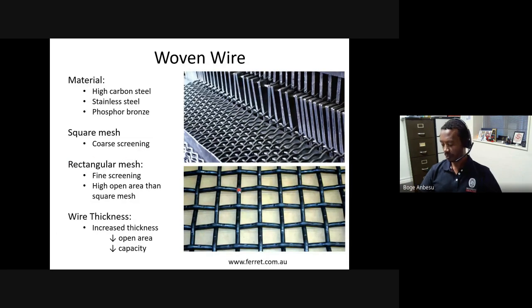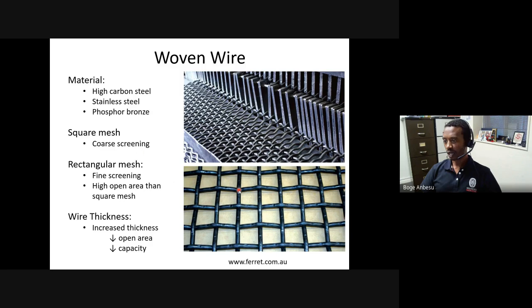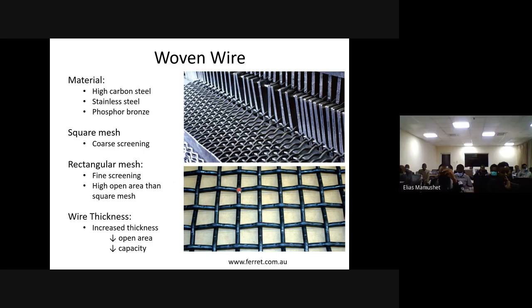Obviously, the wire mesh can be in a square or in a rectangular shape, and usually square mesh is well suited for coarse screening, and rectangular mesh is suited for finer screening.